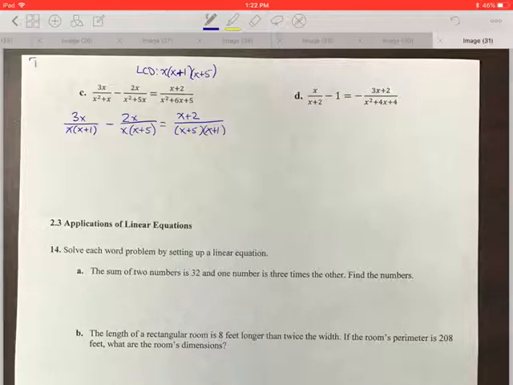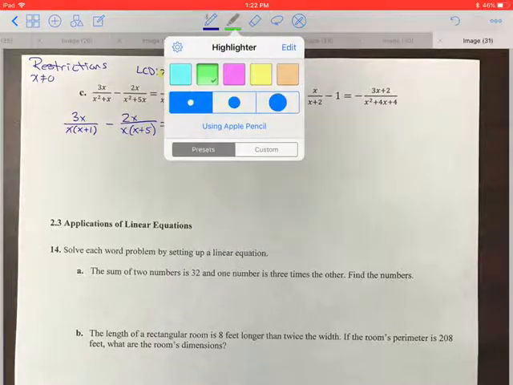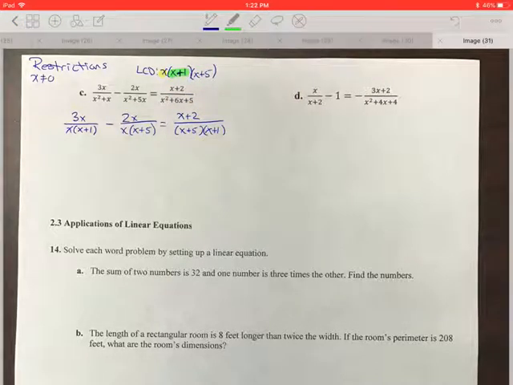So I do also have restrictions. And that's going to be where each of these pieces is equal to 0. So first we have the x. So that'll be 0 and x is 0, so I got to take that value out. And then I look at the next piece, which is x plus 1. That'll be 0 and x is negative 1. So that's a restriction. I can't have a negative 1. And then finally, x plus 5. That'll be 0 and x is negative 5. So that's a restriction as well. So if I get any of those for answers, I do have to throw those out.